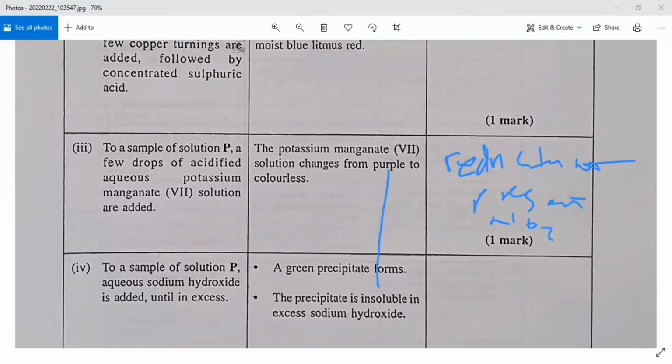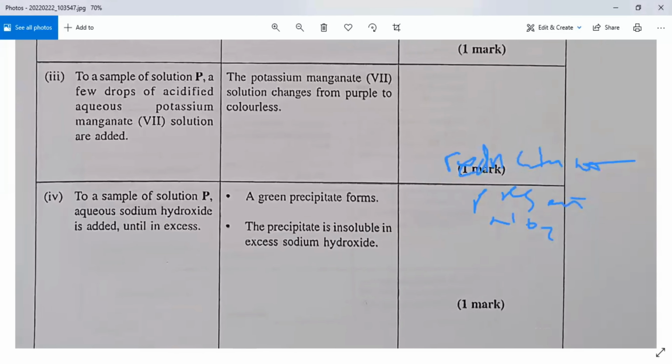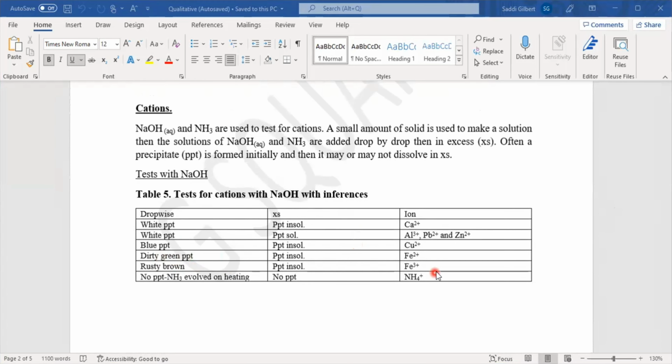Then now let us proceed. So now look at this. It says to a sample of solution P, aqueous sodium hydroxide is added. In this case, we get a green precipitate. So let's see if the notes have, even though this says dirty green and the thing said green, it's green. Isn't that the fundamental thing? Whether it's dirty or clean, it's green. So watch this now. It's iron 2. Dirty green means iron 2.